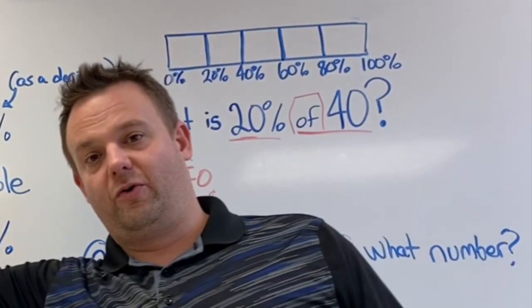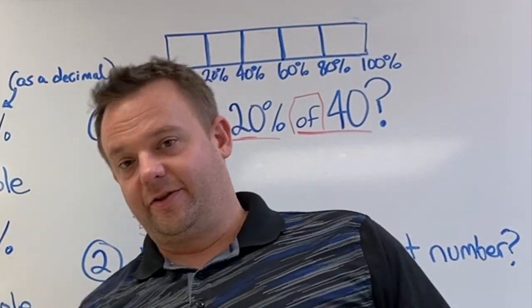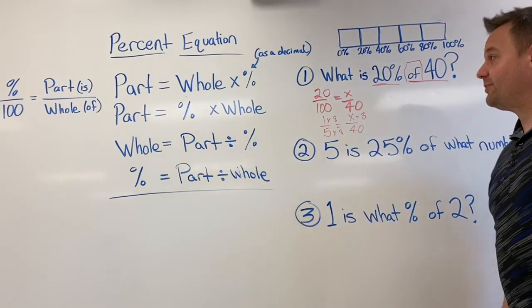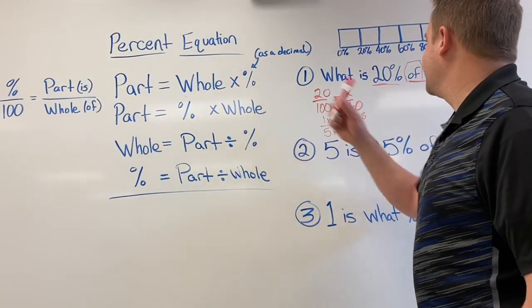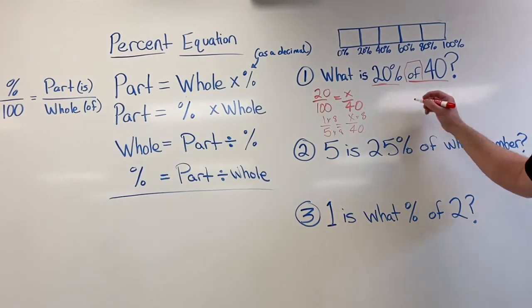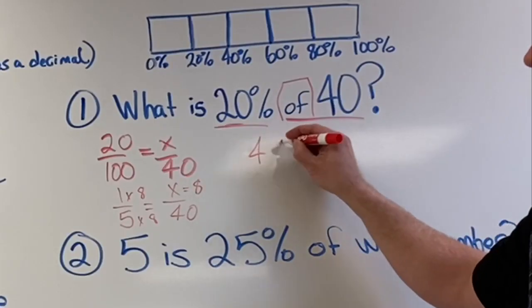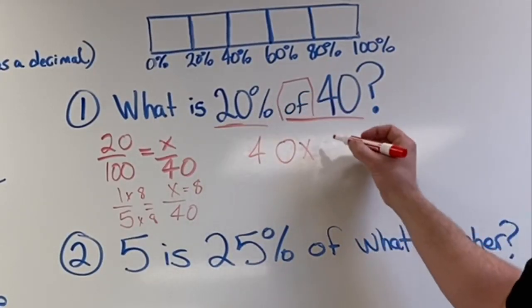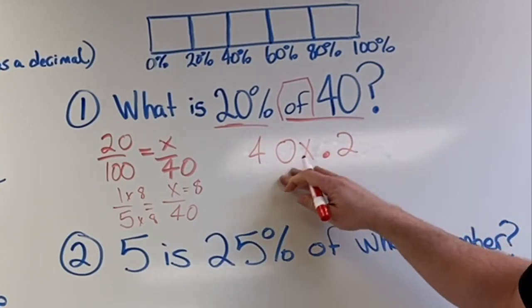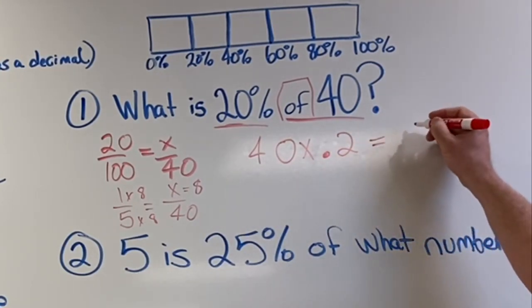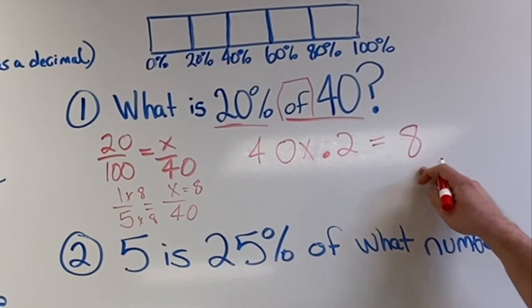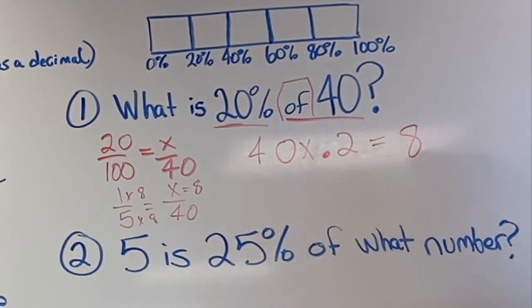That's using a proportion. You could also use the percent equation, which will do the whole times the percent as a decimal. So 40 times 20%, which is 0.2. 40 times 0.2 equals 8. And you're allowed to put that in the calculator.